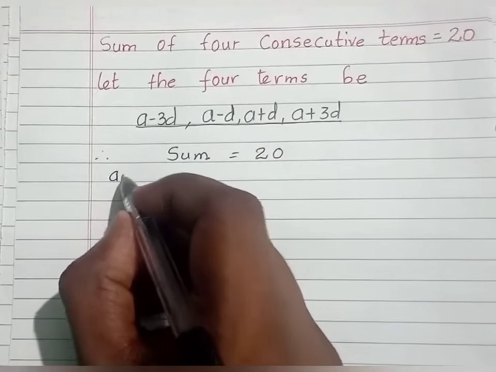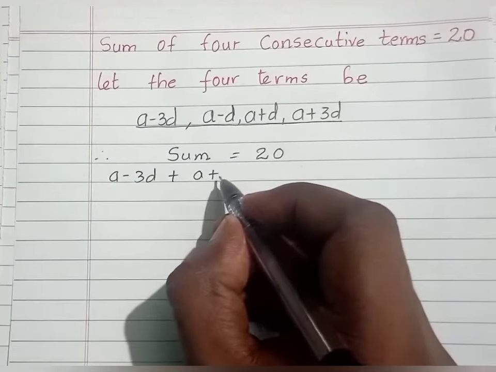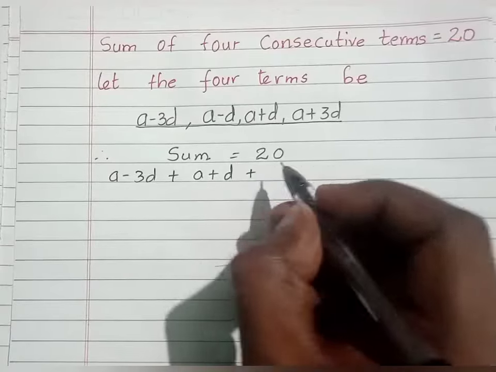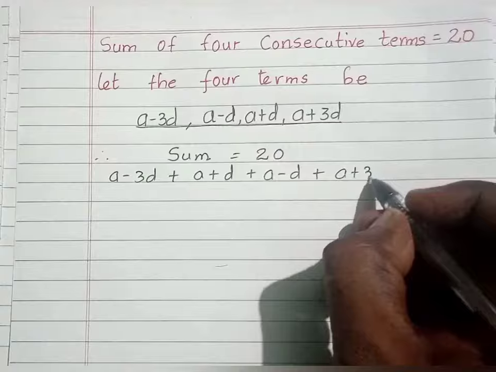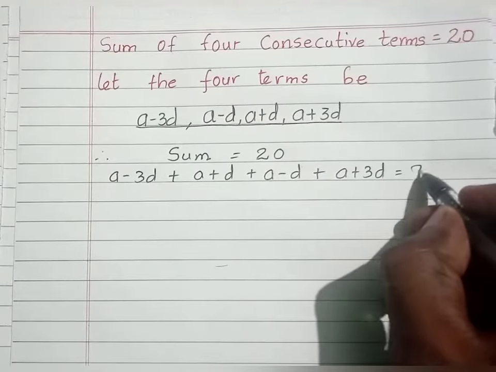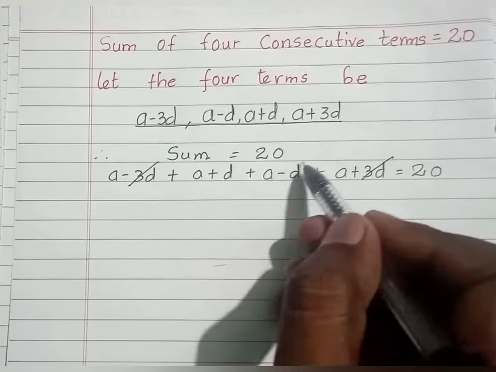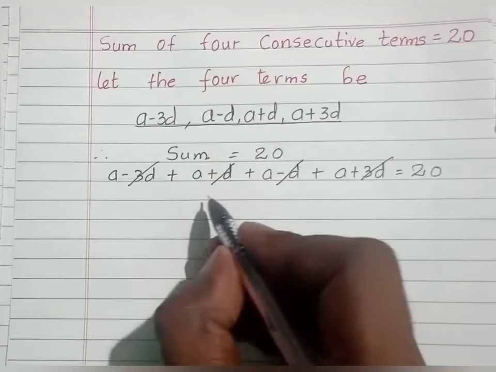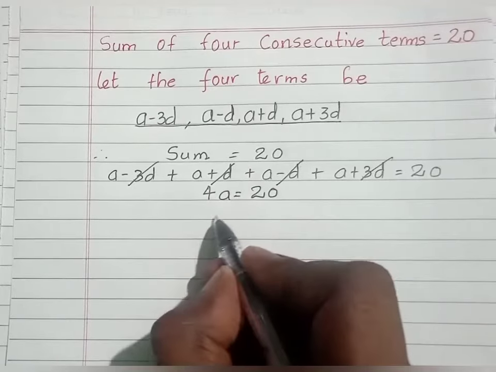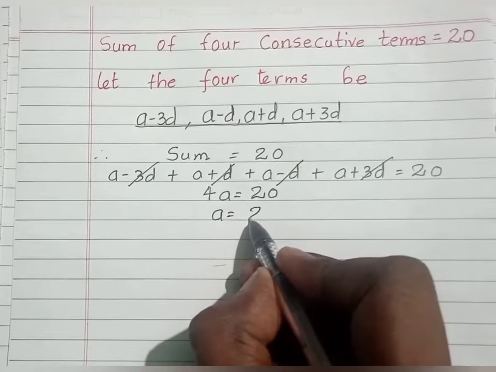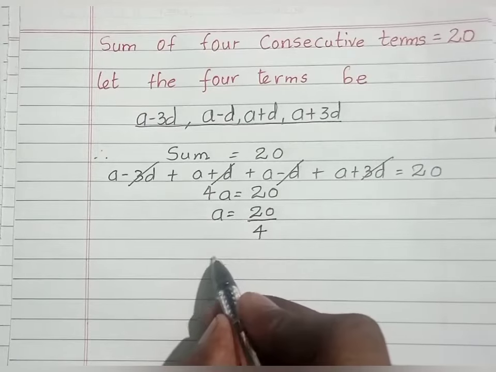Now add all these terms: a minus 3d plus a minus d plus a plus d plus a plus 3d equals 20. Now plus 3d minus 3d will get cancelled out, in the same way minus d plus d. So the remaining term is 4a equals 20. Now a equals 20 by 4 will give you a equals 5.